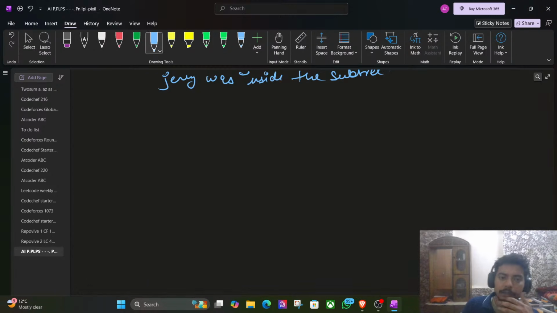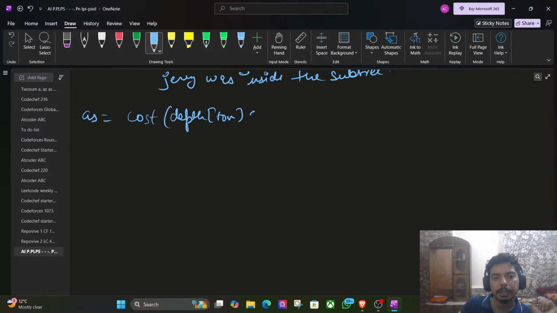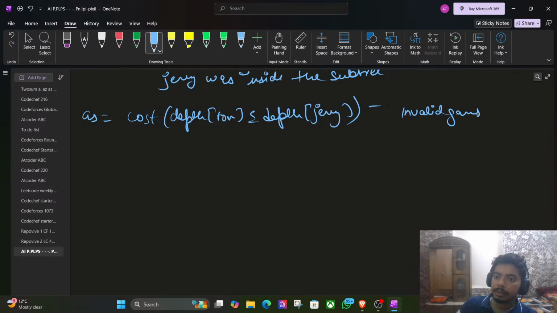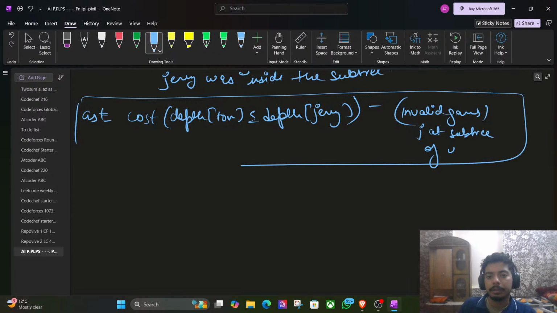Right? So my final formula will look like: answer equals your total cost where depth of Tom is less than or equal to depth of Jerry, minus the invalid games which we have talked about, where Jerry was at the subtree of U. Okay? Jerry at subtree. So this will be my answer and I will update. I will take plus equals to, correct.